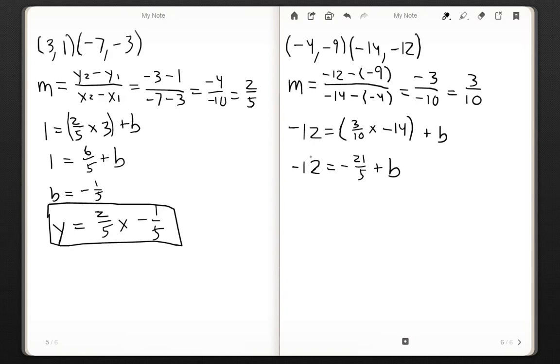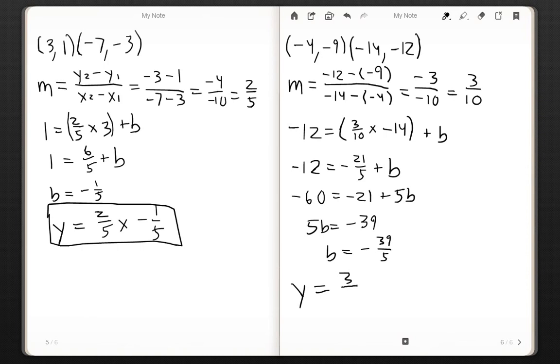Let's get rid of this fraction by multiplying the whole equation by 5. So we'll get negative 60 equals negative 21 plus 5b. 5b will be, let's move the negative 21 over, negative 60 plus 21 is negative 39. b will be negative 39 over 5. So the whole thing is y equals 3/10 x minus 39 over 5.